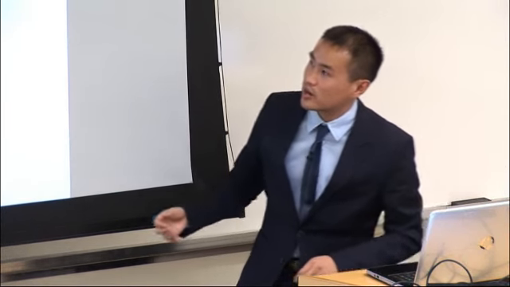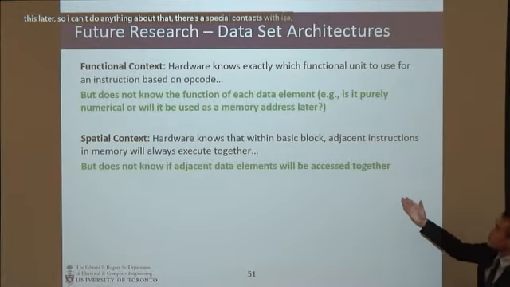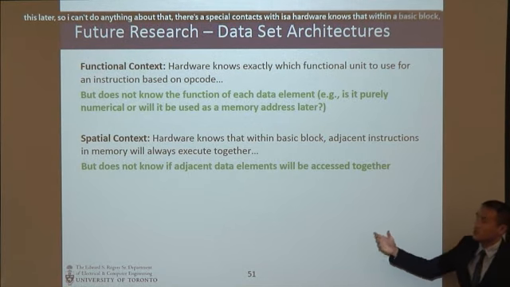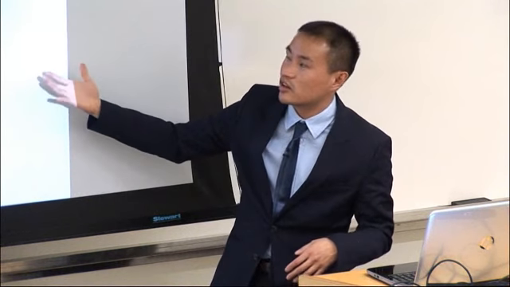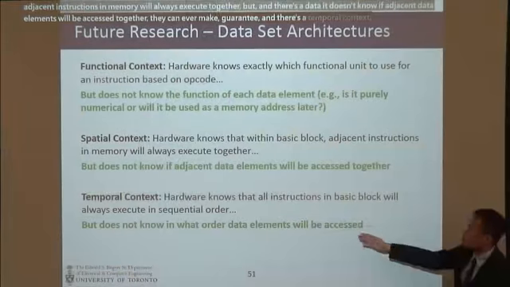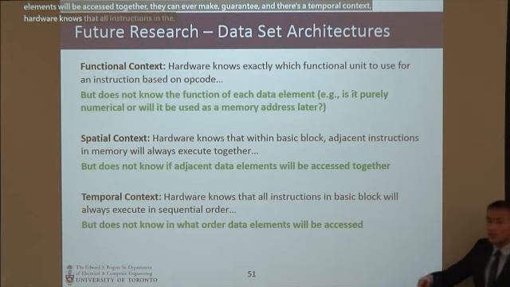In terms of spatial context, with the ISA, hardware knows that within a basic block, adjacent instructions in memory will always execute together. But in terms of data, it doesn't know if adjacent data elements will be accessed together. It can never make that guarantee. And in terms of temporal context, hardware knows that all instructions in a basic block will always execute in sequential order. In the same way, if we look at the data, we have no idea in what order data elements will be accessed, and we have absolutely no guarantee for that.